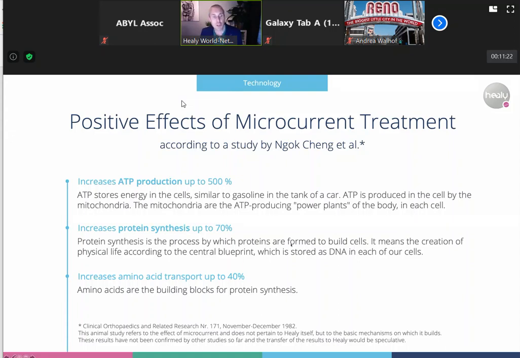Think about young children. They have young, healthy cells. How easily do they heal wounds? And how quickly compared to older people? How much energy do young kids have compared to older people? It's all about this process.